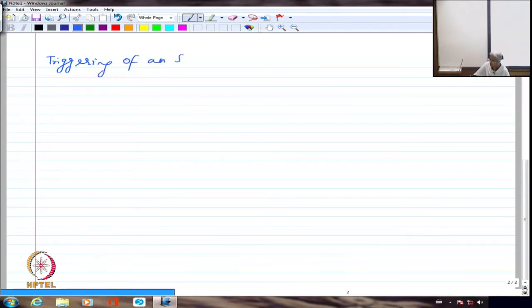How are we going to trigger an SCR? What we mean by triggering or firing is, we are going to turn it on from off condition, it is going to be pushed into on condition. That's what we are trying to do.